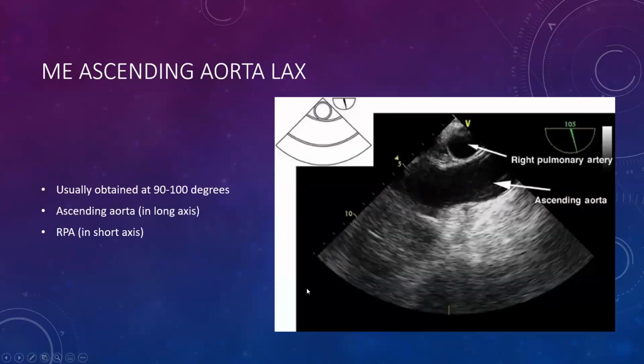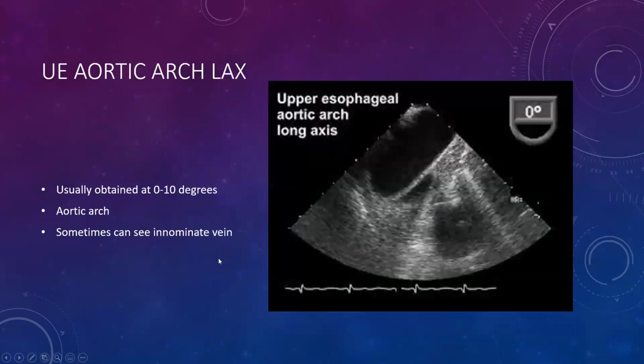Turning 90 degrees from that short axis view, you get mid-esophageal ascending aorta in long axis. Again, you're going to see ascending aorta. You'll see the right pulmonary artery now in short axis. These two views can be helpful if you're looking at different aortic pathologies, such as ascending aneurysms and also dissections. The upper esophageal aortic arch in long axis, obtained at 0 degrees, pretty easily named. You're looking at the aortic arch. Very occasionally, you can see the innominate vein in this view.